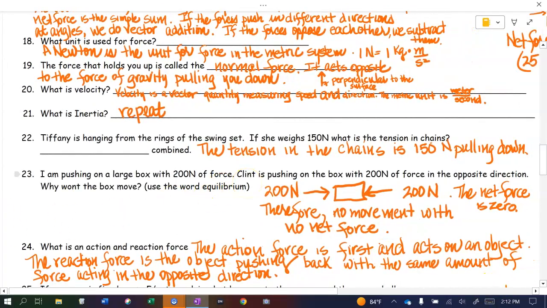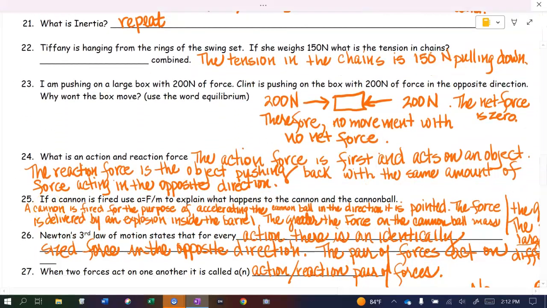All right, now we have a bunch of things where you can imagine Tiffany hanging from the rings of the swing set. Her weight is 150 newtons. So what is the tension in the chains? All right, if she weighs 150 newtons, the force of her weight is down. And so the chains have to pull up. The tension in the rope has to be pulling up.